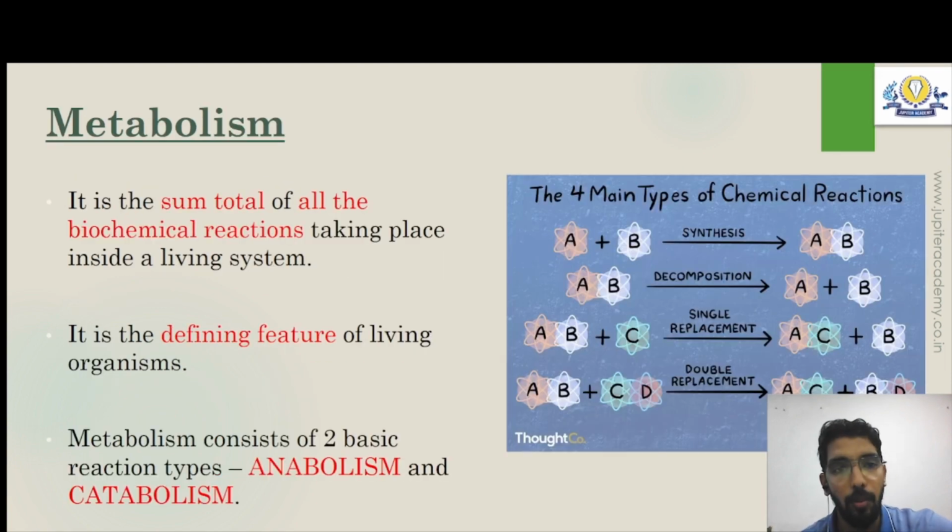Next, coming to the third property, which is metabolism. So what is metabolism? It is the sum total of all biochemical reactions taking place inside a living system. It is a defining property of living organisms because it is seen in all the members of the group of living organisms. Metabolism generally is divided into two basic reactions, anabolism and catabolism. Anabolism is fusion of two molecules to form a bigger molecule, whereas catabolism is breaking down of a molecule into smaller molecules.